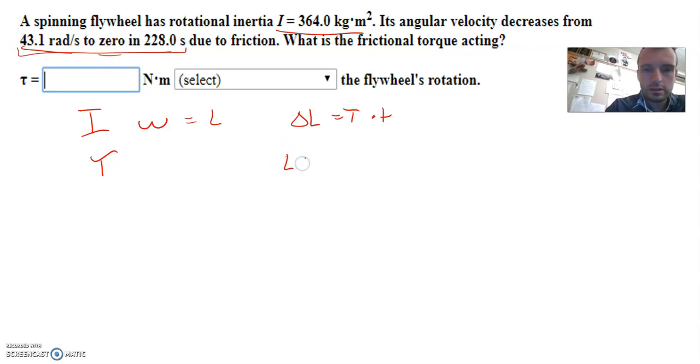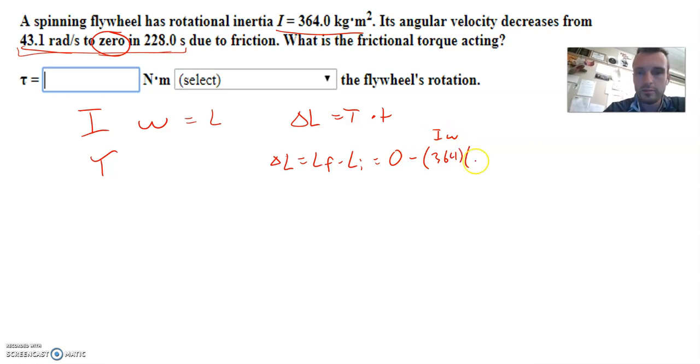because the change in L is going to be L final minus L initial, which is going to be, it looks like the final is 0 because we stopped spinning. And then this part's going to be I omega because that's our definition for L, angular momentum. So we have 364 for the I, and the omega is 43.1. And so our delta L here is actually a negative, which again makes sense because we have a frictional torque causing that change in angular momentum.